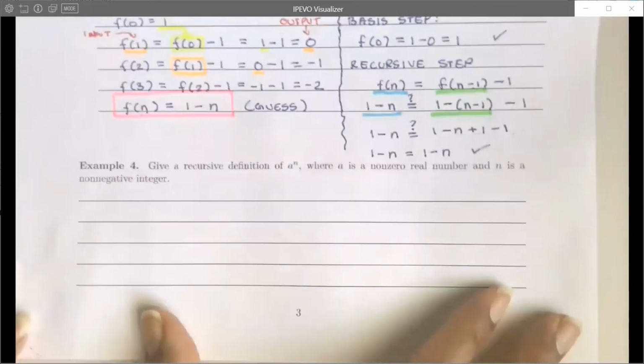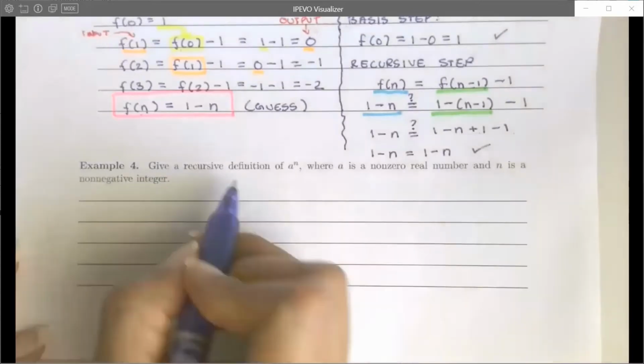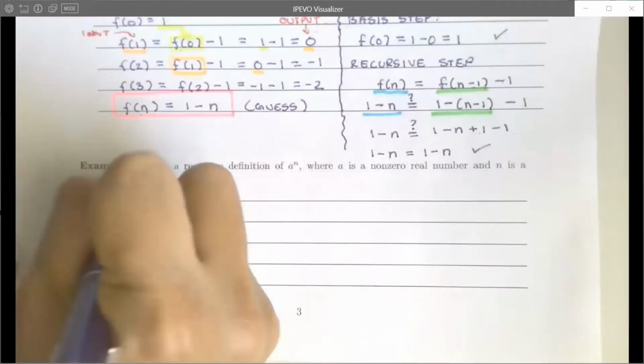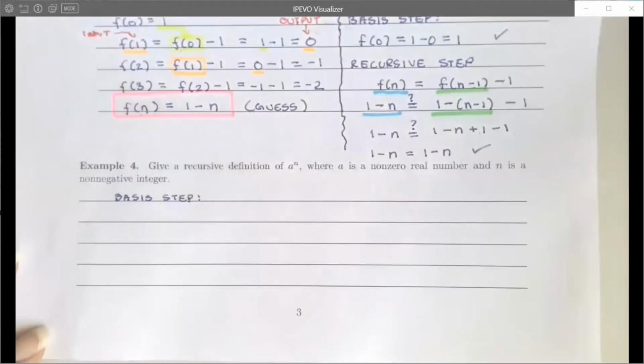All right, now we're going to move away from these simple sum and multiplication and look at exponents. They want us to give a recursive definition of a to the n, where a is a non-zero real number and n is a non-negative integer. Remember in a recursive definition, we need a basis step. The basis step defines what is the function value at the smallest possible element in the domain. Our domain is non-negative integers, so the smallest non-negative number would be 0.